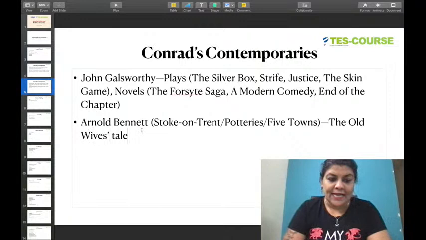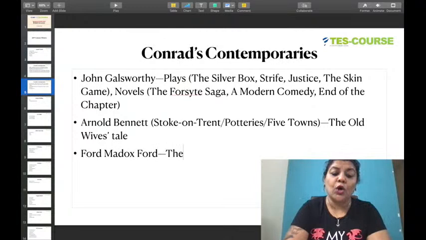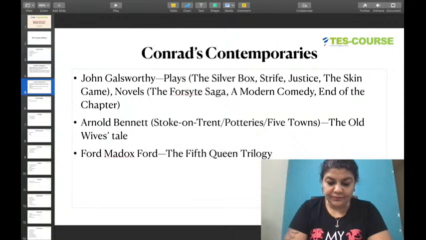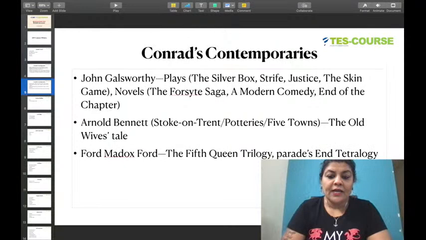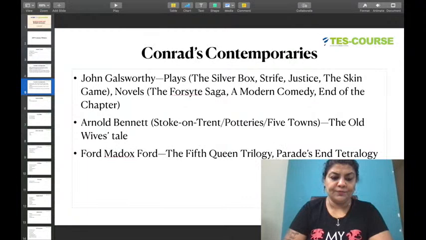Then another important writer is Ford Madox Ford. They will ask about these writers, hey, now guys. Ford Madox Ford wrote the Fifth Queen trilogy, Parade's End tetralogy. Listen, everybody, if you are a beginner, use this presentation to study more. If you are an advanced person, this can be revision for you. Okay, then there is E.M. Forster.